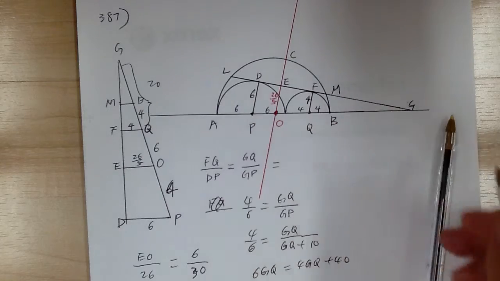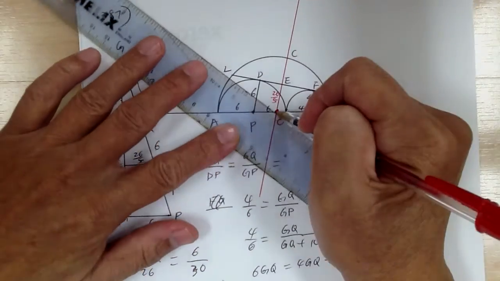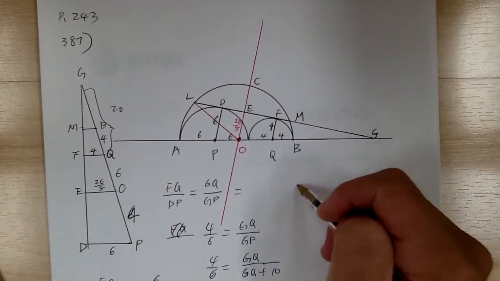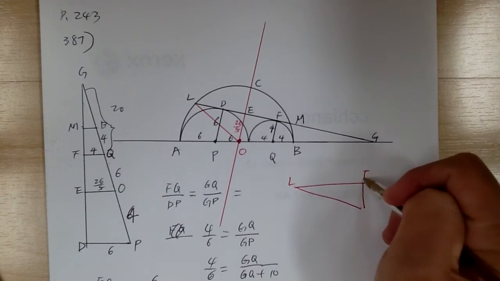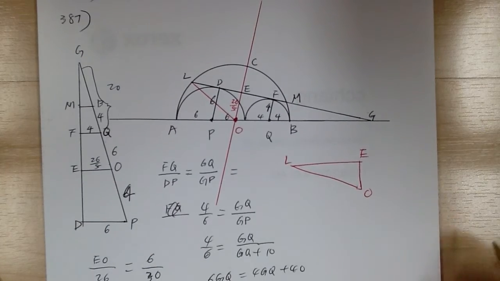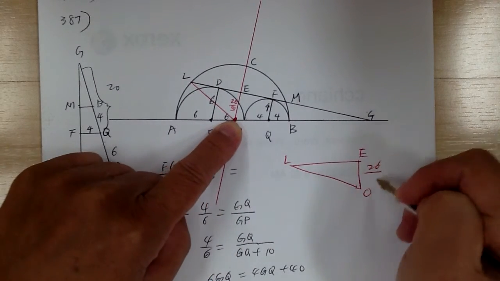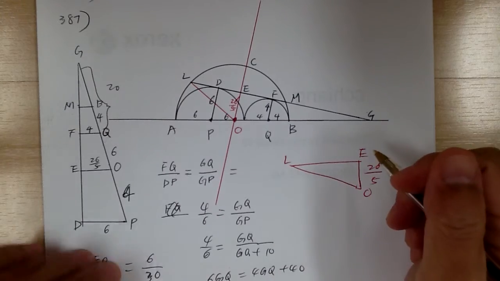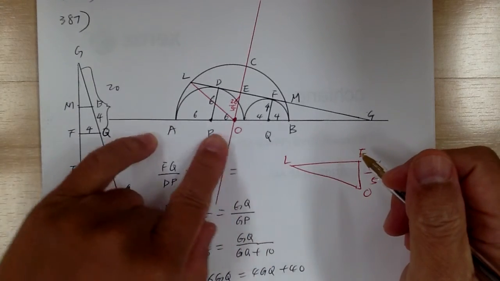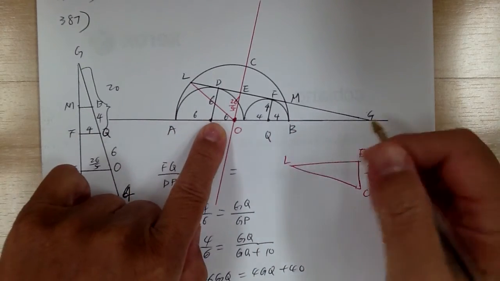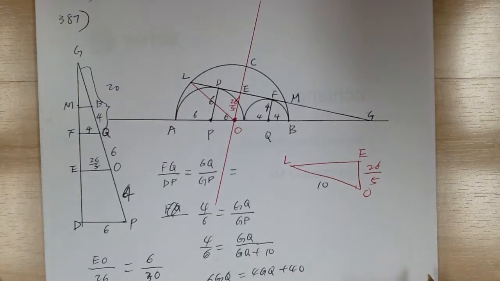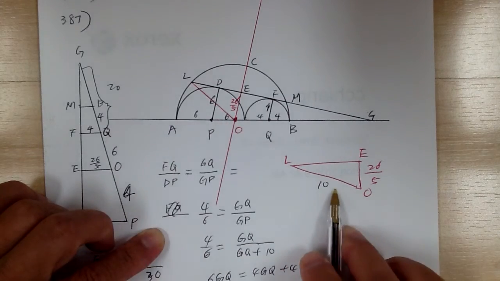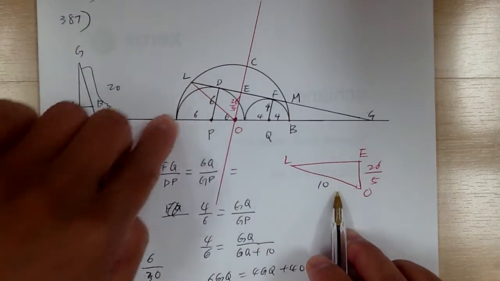So now what we're going to do is, this problem is a little bit complicated. So once you find the EO, okay, then we're going to look at this triangle. We're going to look at LEO. So EO is 26 over 5. And LO is going to be the radius of the big semicircle, which will equal to 10. Okay? Right, because the diameter is 20, so half of that, the radius would be 10. Okay, so again, OL is the radius of the big semicircle.